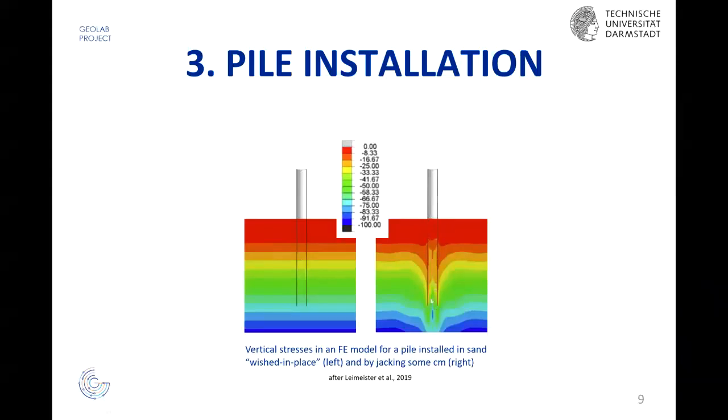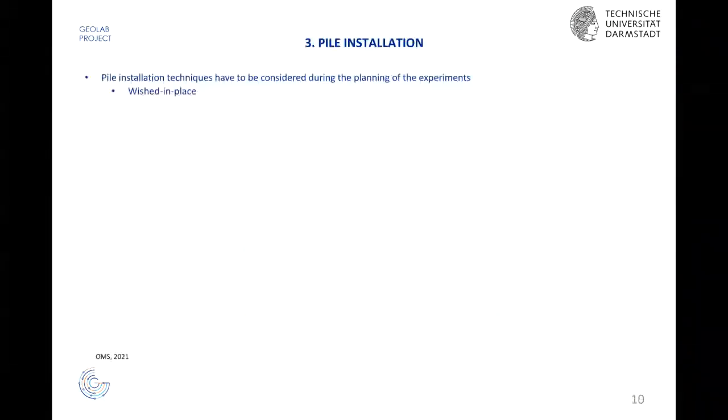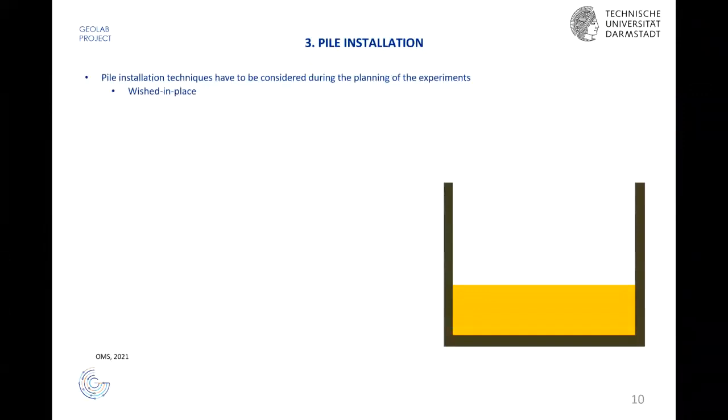And this is if the pile is only jacked a few centimeters in this case. And you can see that immediately, of course, your stresses change significantly. And this is something you would also want to have in your model, or you want to have it out. It depends on what you want to model. This is what Luc said earlier in the introduction. You have to construct your model such that it really reflects what you want to model. So which type of pile installation do you have?